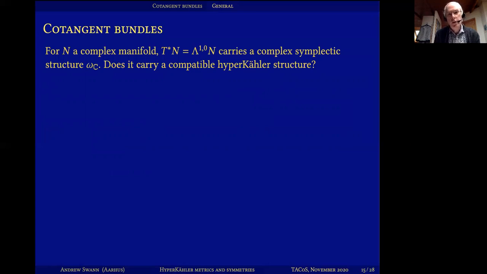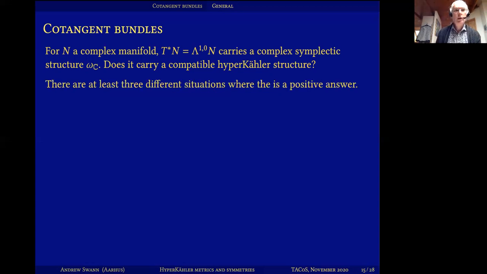That's a sensible question, because whenever you have a complex manifold, the cotangent bundle naturally carries a complex symplectic structure, in exactly the same way as the cotangent bundle of a real manifold carries a symplectic form. So you can then ask whether there is a compatible hyperkähler structure. And there are at least 3 different situations where there's a positive answer.